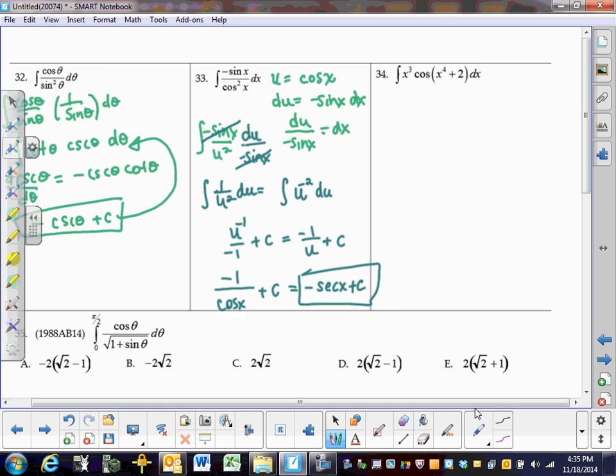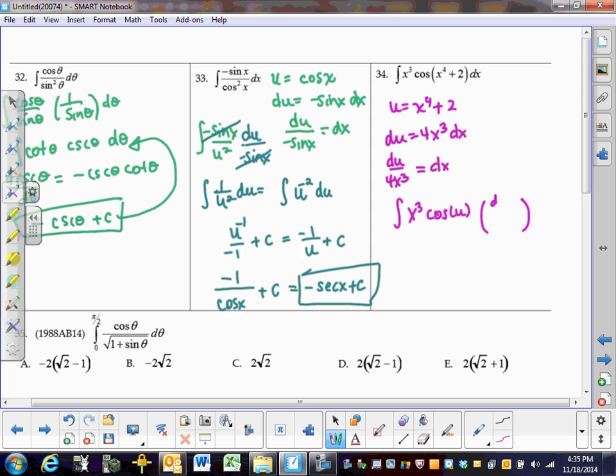Okay, 34 has to be a u-substitution. My u is the inside part. Du is 4x cubed dx. So du over 4x cubed is dx. So in my problem, I have x cubed cosine u, and the dx is du over 4x cubed, and those cancel. So I have 1/4. Going backwards from cosine is positive sine plus c. So it's 1/4 sine of x to the 4th plus 2 plus c.